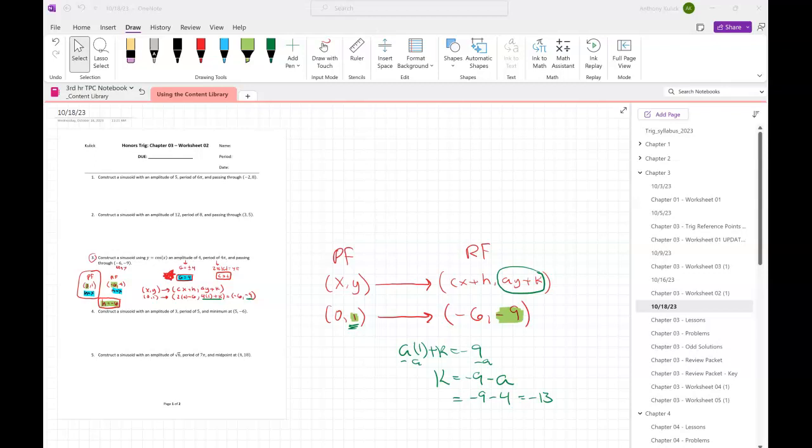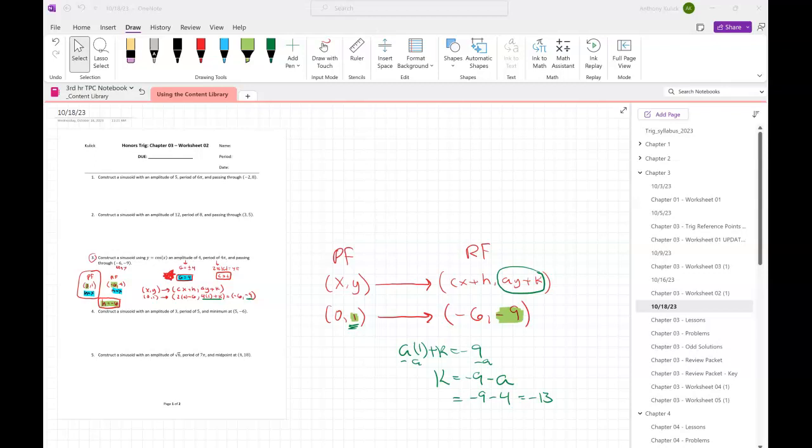Now, what makes this particular one difficult that Ava chose is that normally in this situation, you would not want to pick cosine. Why is that? Because if I picked to use sine, our parent function point is (0, 0). So our h is -6 and our k is just -9. You get them both for free, so you don't have to do finding the k the way that we just did it.